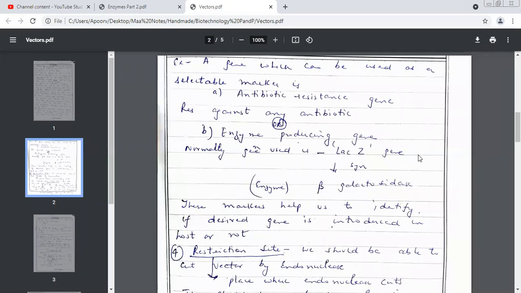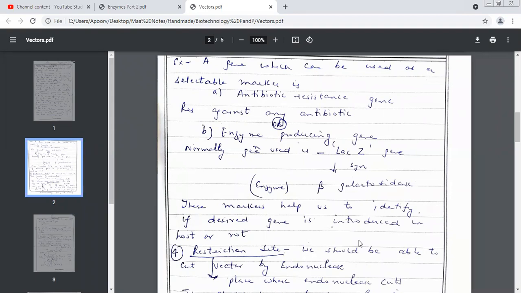So the name of the gene is LAC-Z gene. It produces an enzyme beta galactosidase. Now, this helps you to identify whether the desired gene is introduced into the host or not. You have sent the desired gene into the host, but whether the desired gene reached the host or not, how will we check? That your host is active enough that it is able to take the gene. How will we check this? With the help of these markers. What do we call these genes?